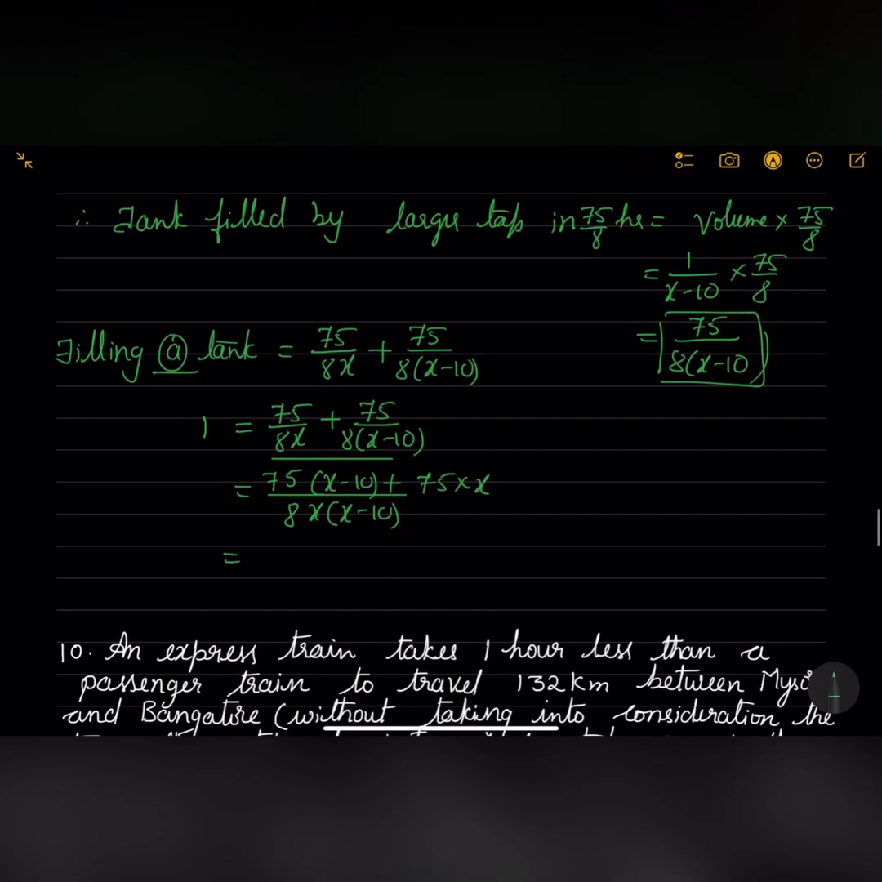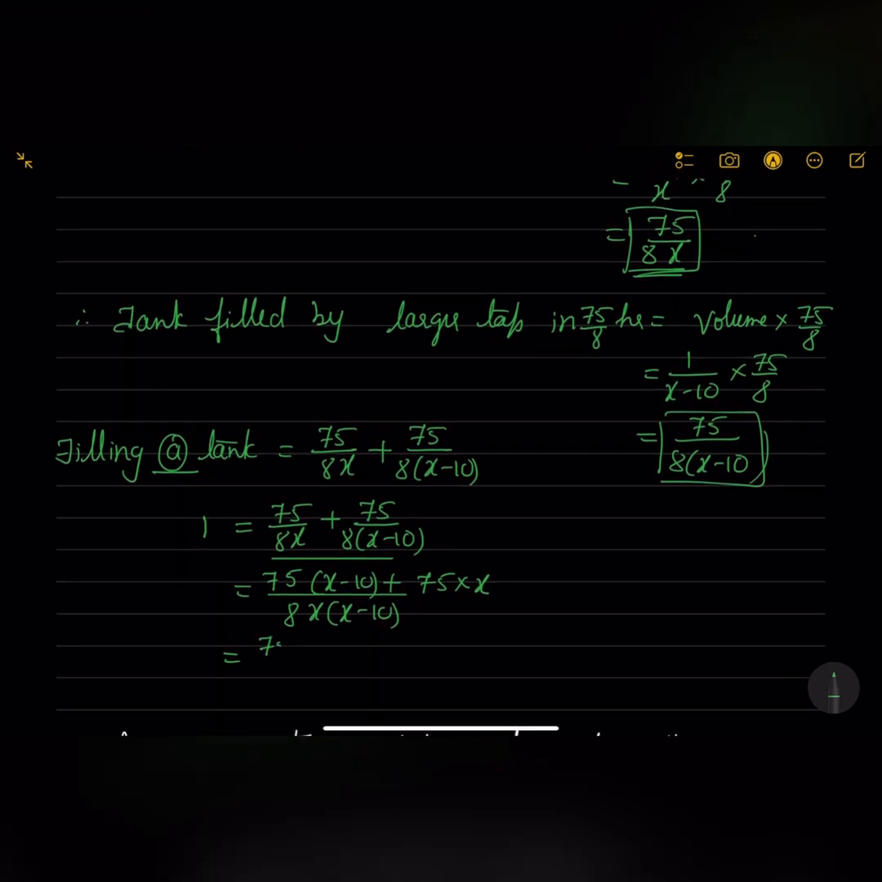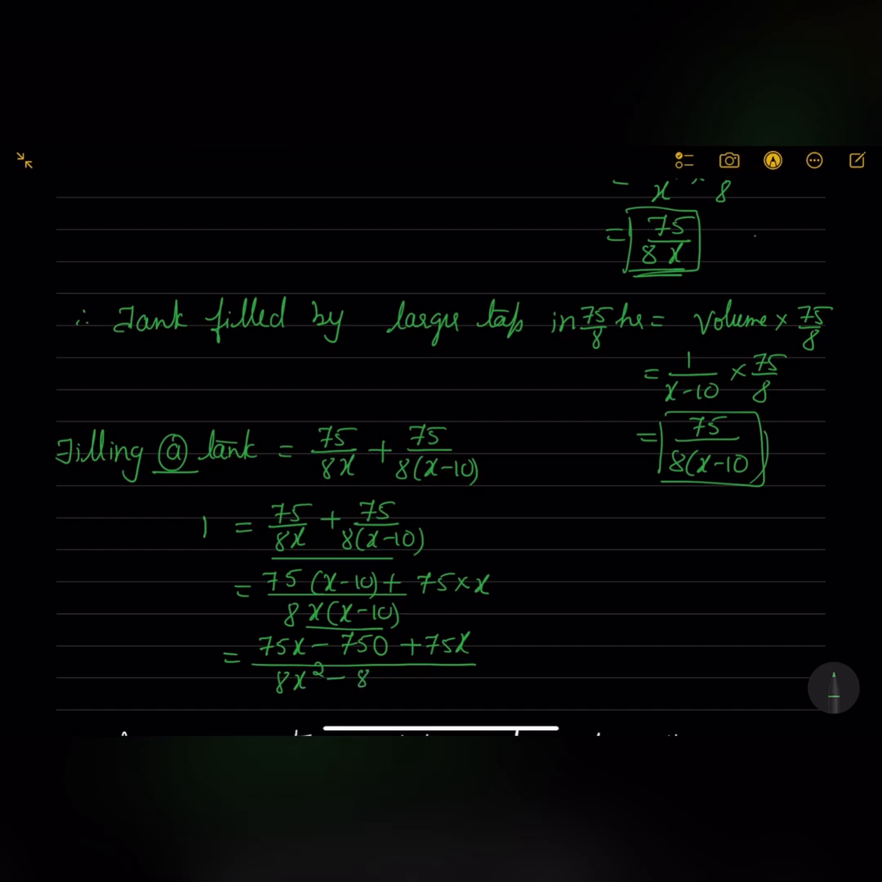We will get, this will be equal to 75x minus 75 into 10 is 750 plus 75x divided by, if we multiply this, we will get 8x square minus 80x. And we will cross multiply this. We are going to get 8x square minus 80x is equal to 75x plus 75x, that will be 150x minus 750.